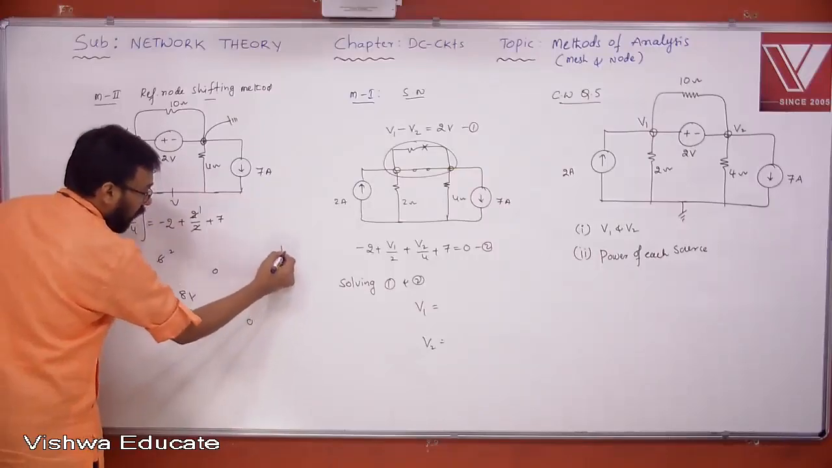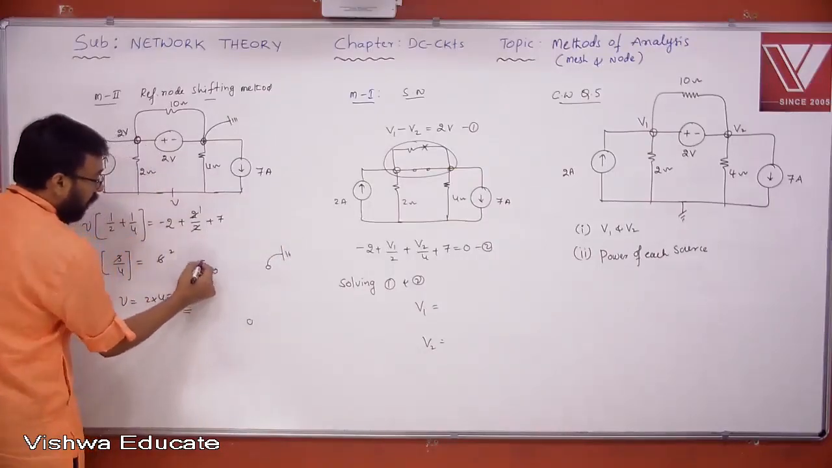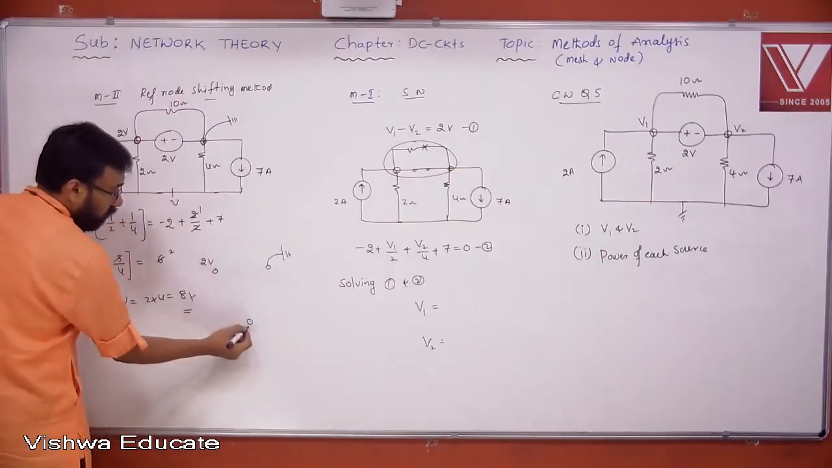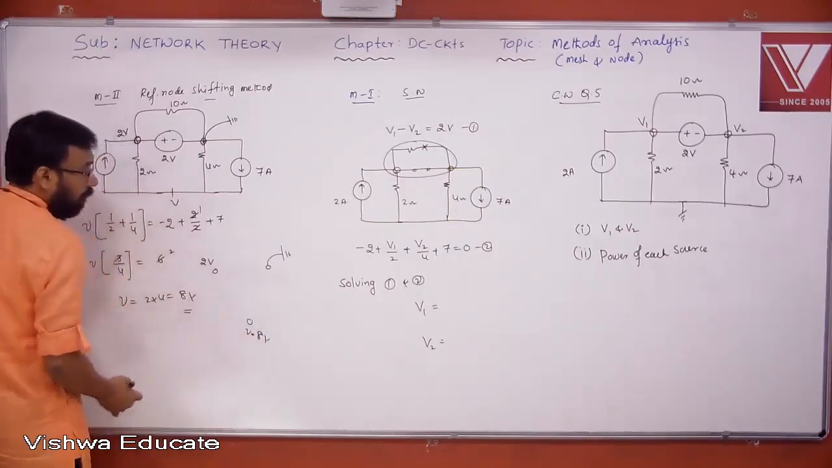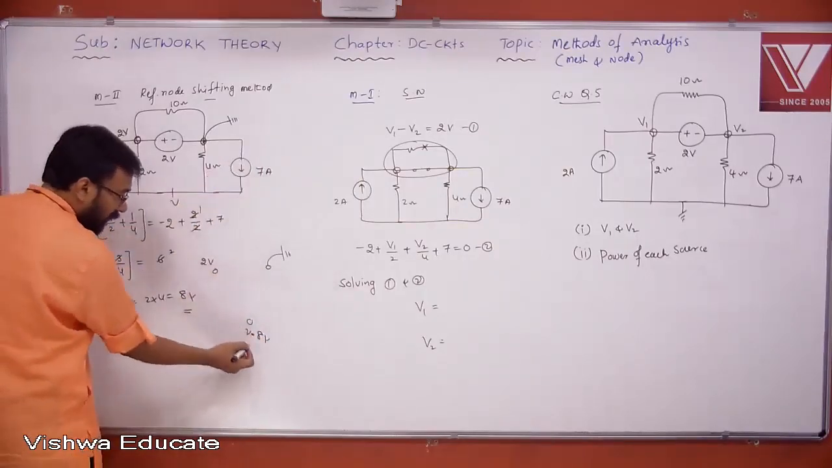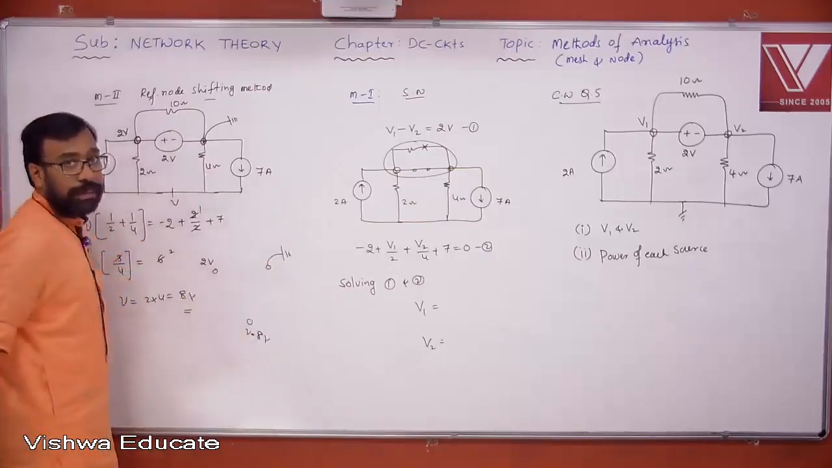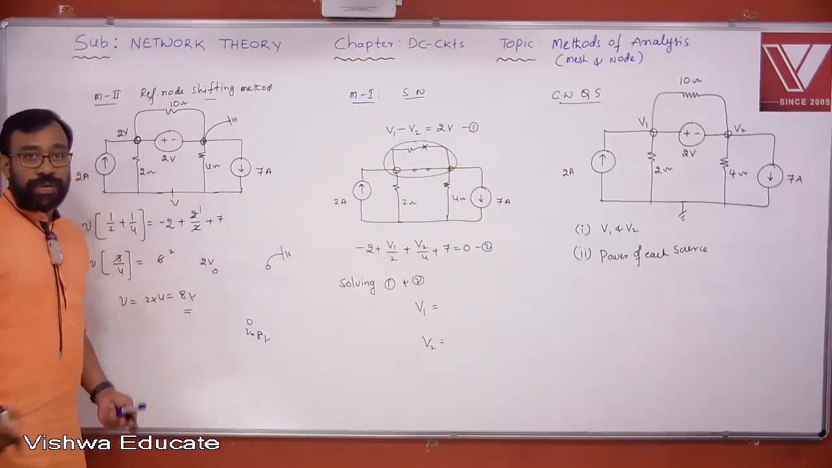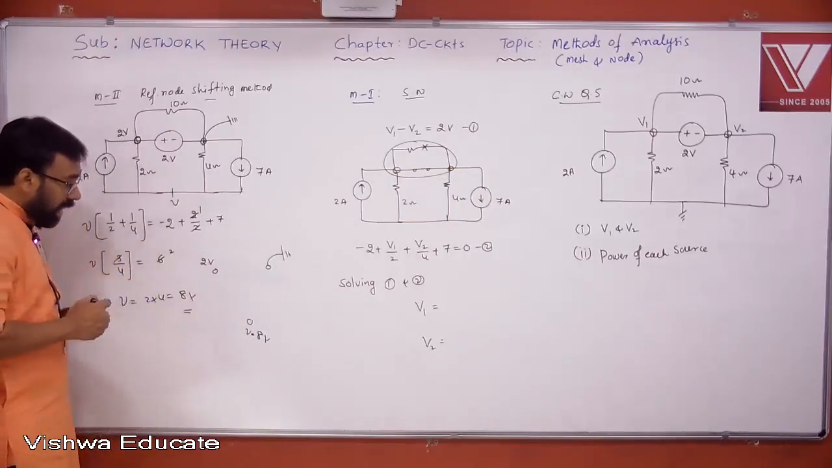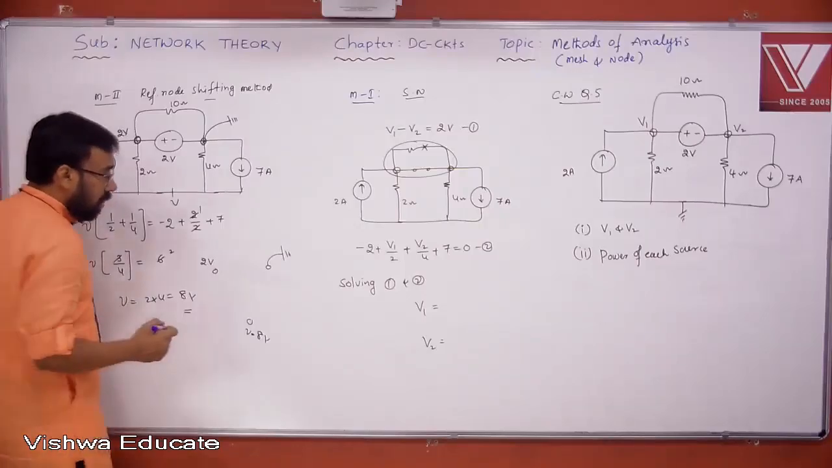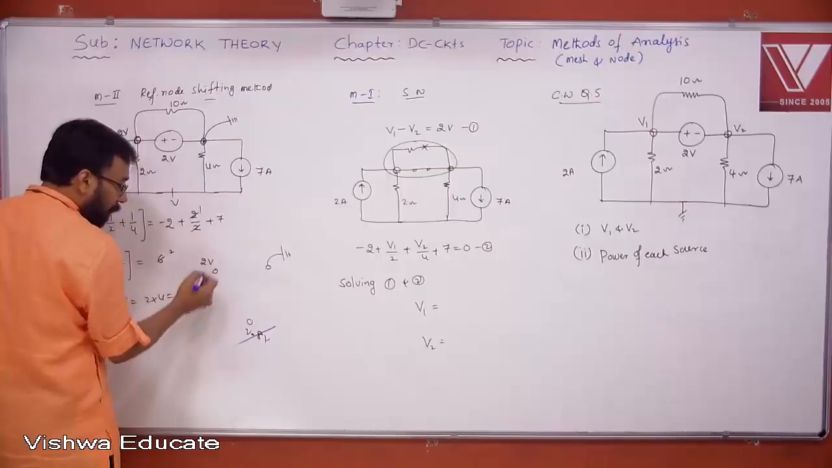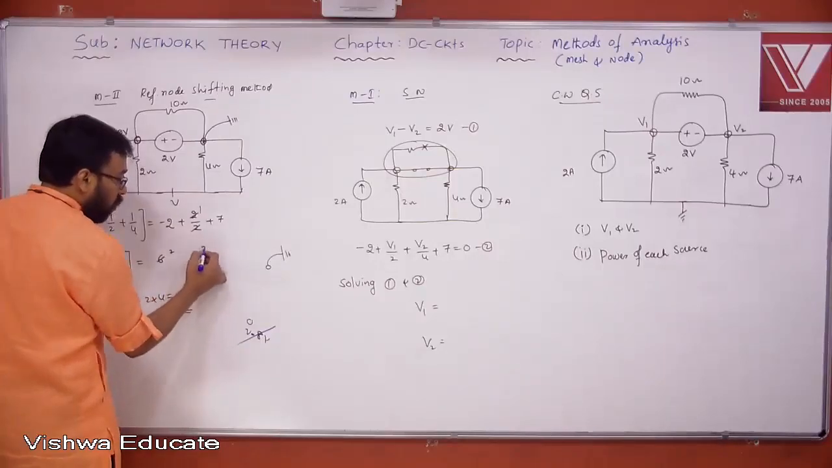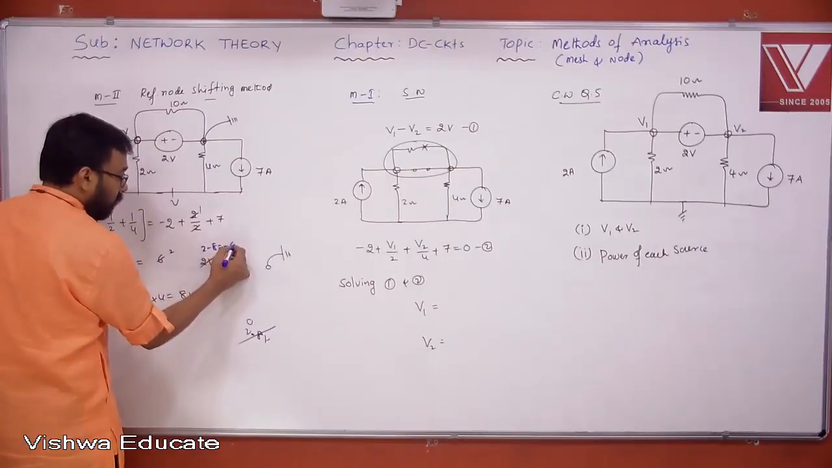That means you got here, taking this node as 0, you already have this is 2 volts. What about this one? This one you got 8 volts now. Yes or no? But what do you want actually taking this node as 0? What is the voltage asking? Understand all of you? Now, this must be made 0. Yes or no? Then what will happen? This will become 2 minus 8, that is minus 6 volt.